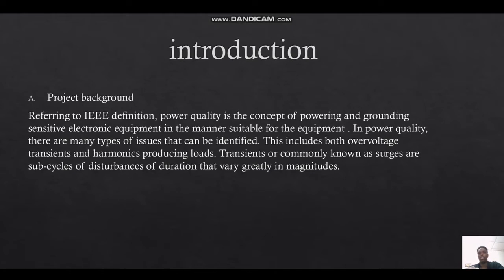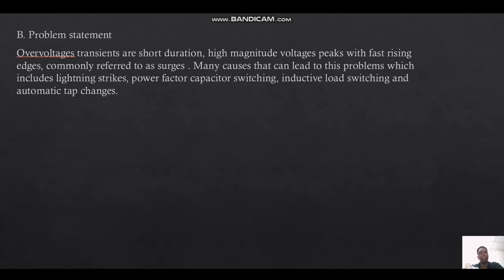Transients, or commonly known as surges, are sub-cycle disturbances of duration that vary greatly in magnitude. B. Problem statement. Overall voltage transients are short duration, high magnitude voltage peaks with fast rising edges, commonly referred to as surges. Many causes can lead to this problem, which include lightning strikes, power factor capacitor switching, inductive load switching, and automatic tap changes.